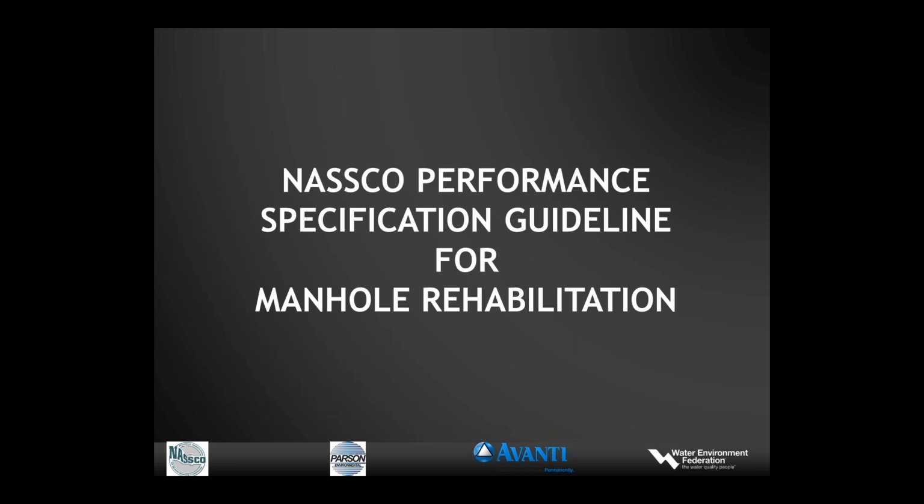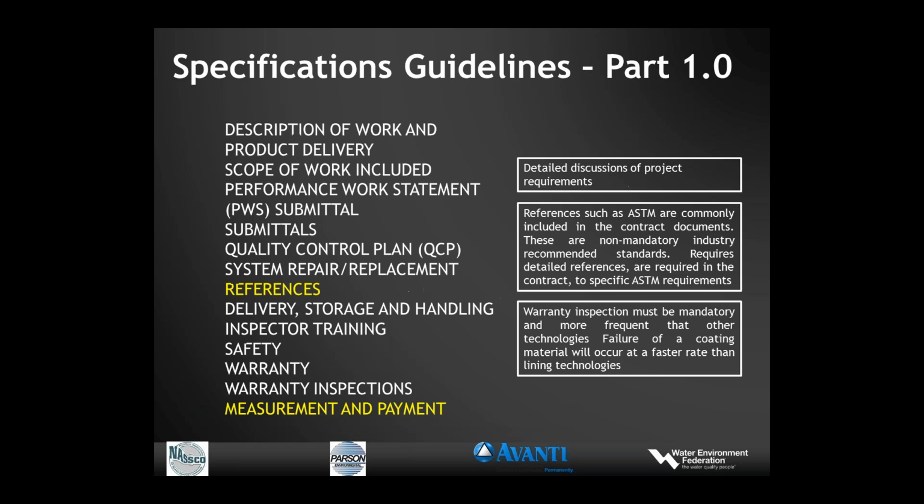Now, the NASSCO performance specification guidelines are very similar to the CIPP ones. They are usually set up in parts 1, 2, and 3. Part 1 is kind of a general specification. I won't go through the details of it. You can download this specification off the NASSCO website, and you can, of course, look at it in detail. But there are some things I want to highlight. This chapter is a general discussion of project requirements, of what the contractor is to do, perhaps what the inspector needs to do, what training might be required.